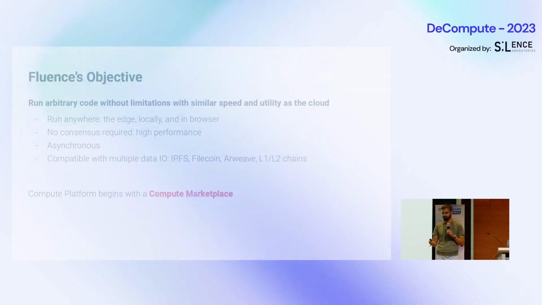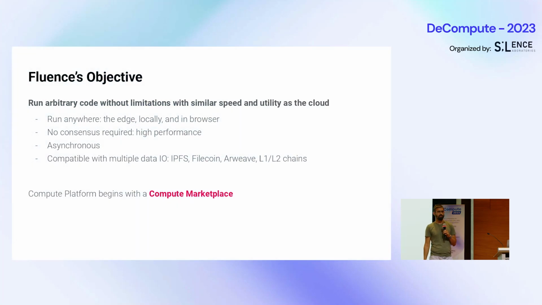It's a compute platform, which means that Fluence replicates, in a sense, the cloud stack, so that building decentralized applications from scratch becomes much easier. And Fluence's objective is to enable running arbitrary code without limitations with a similar speed and utility as the cloud. So we want to run general purpose applications. And we want to run them anywhere, on the edge, locally, in the browser, on the backend.